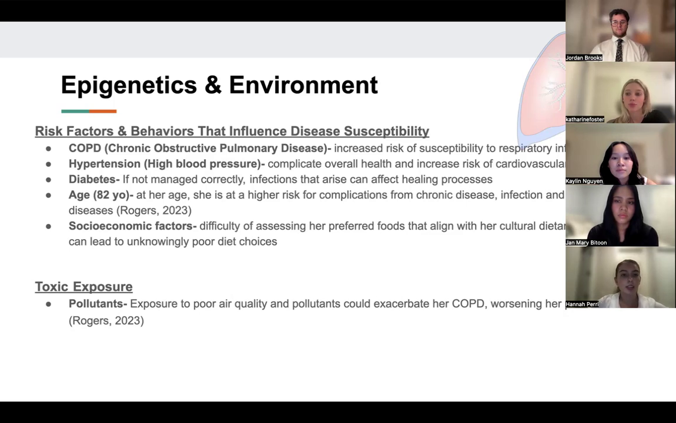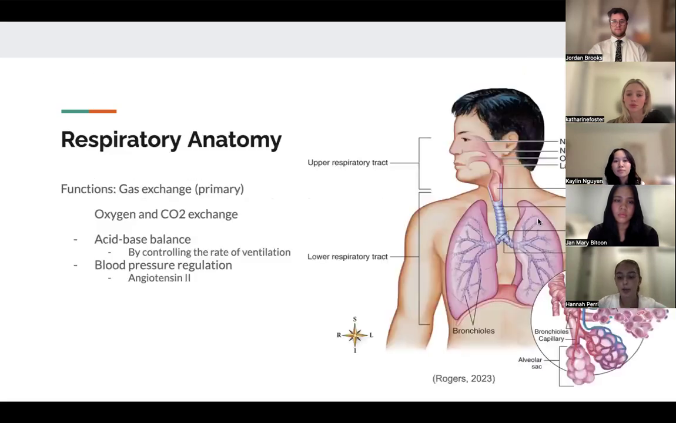And as for toxic exposure, although it's not mentioned where she lives, if she lives anywhere with pollutants, and exposure to poor air quality could exacerbate her COPD, worsening her pneumonia and other symptoms. Next up, we have Kelly, and she's going to talk about the anatomy of the respiratory system.